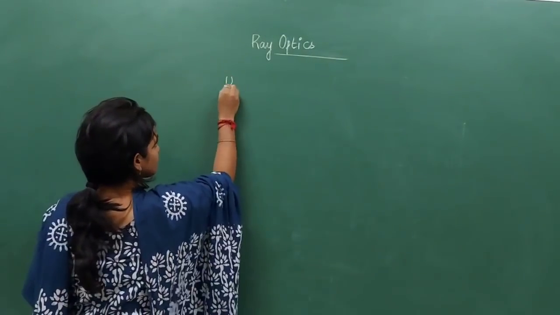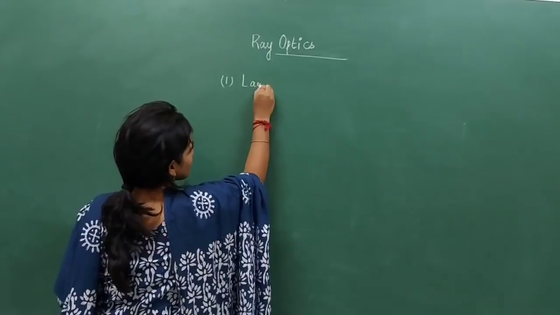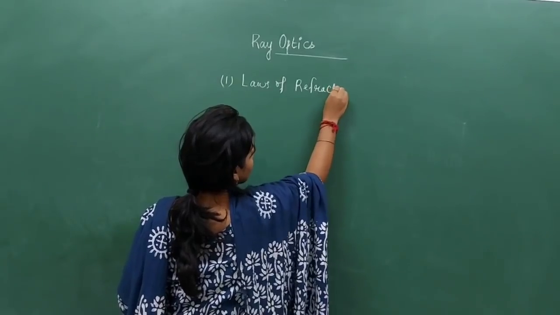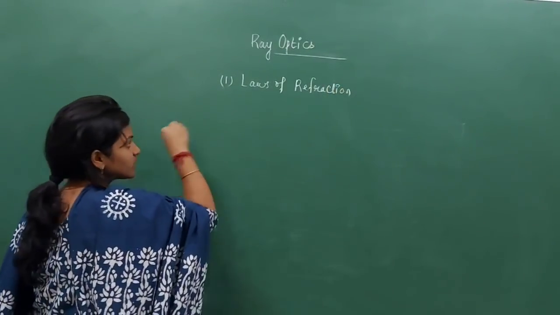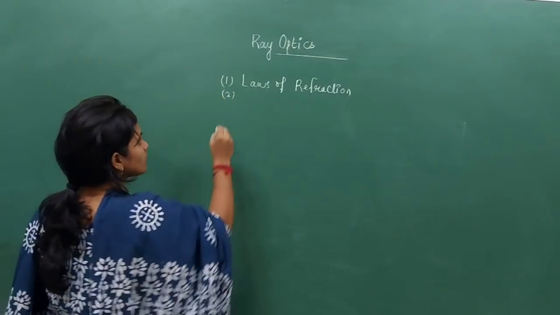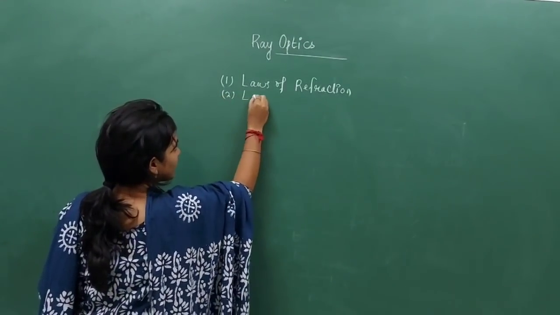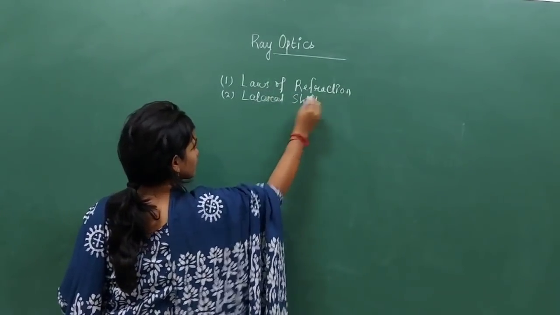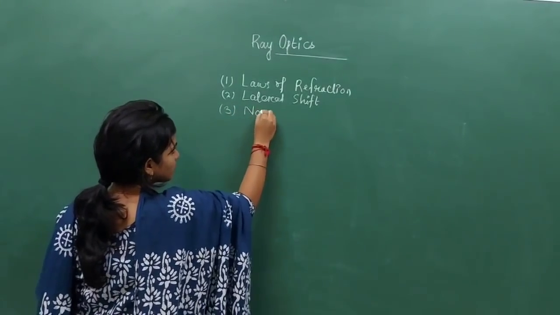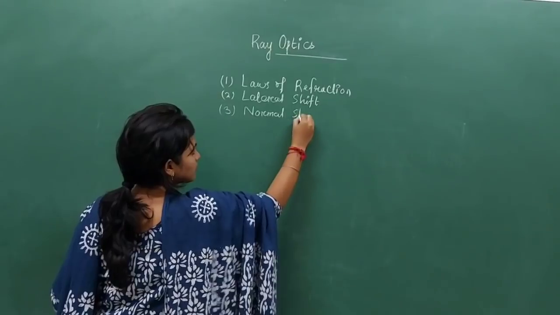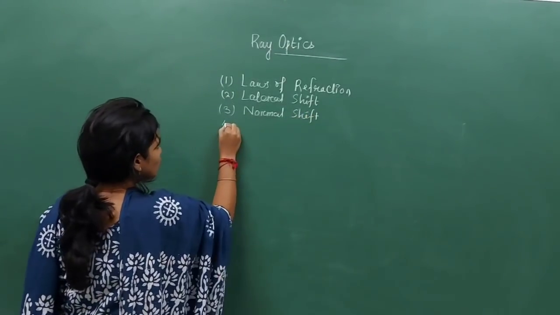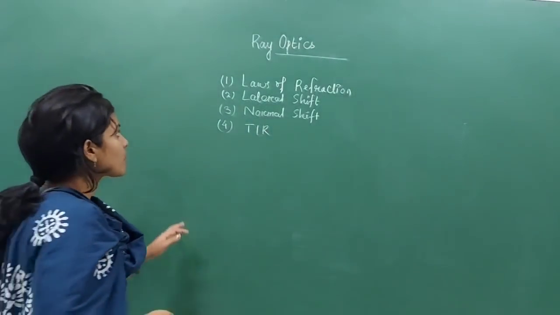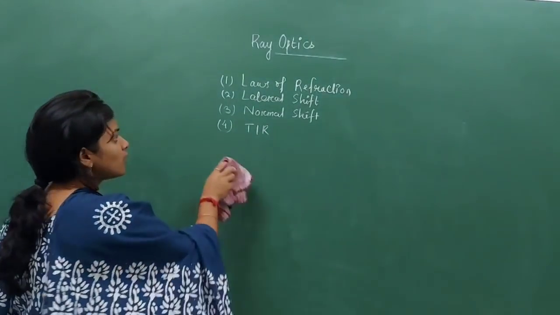First, laws of refraction. Second one, that is lateral shift. Third, normal shift. Fourth one, that is TIR. So starting with the laws of refraction.